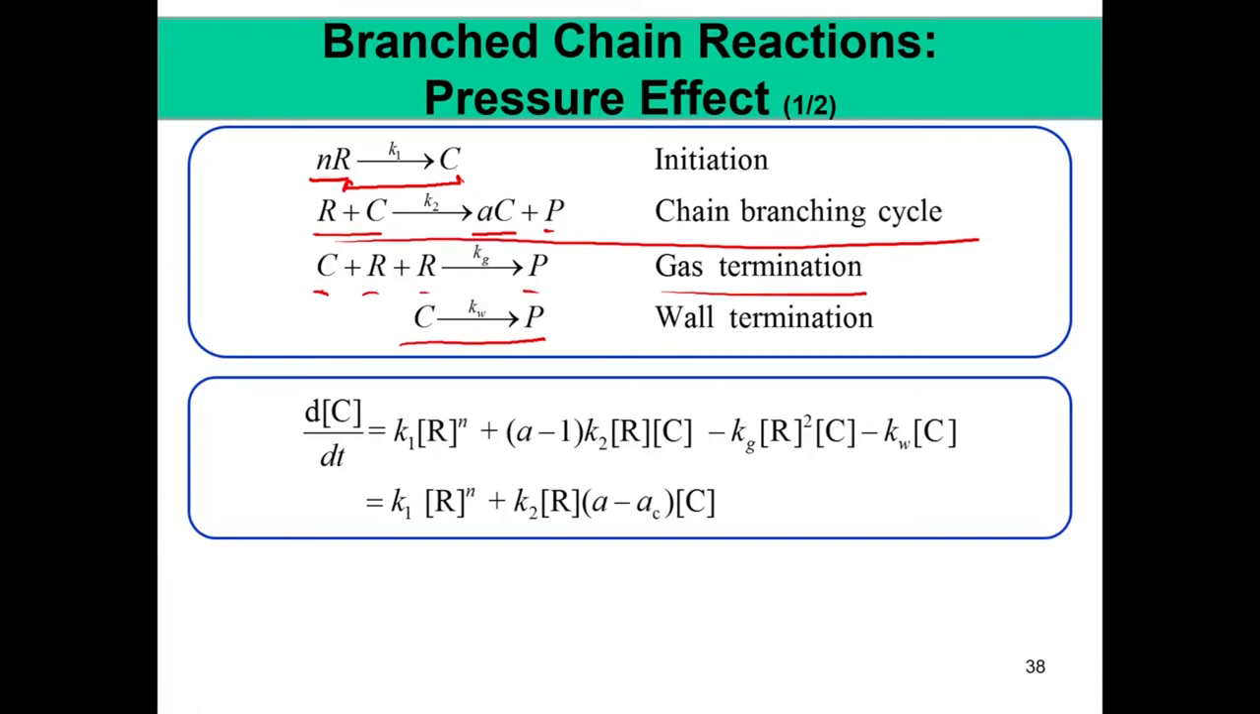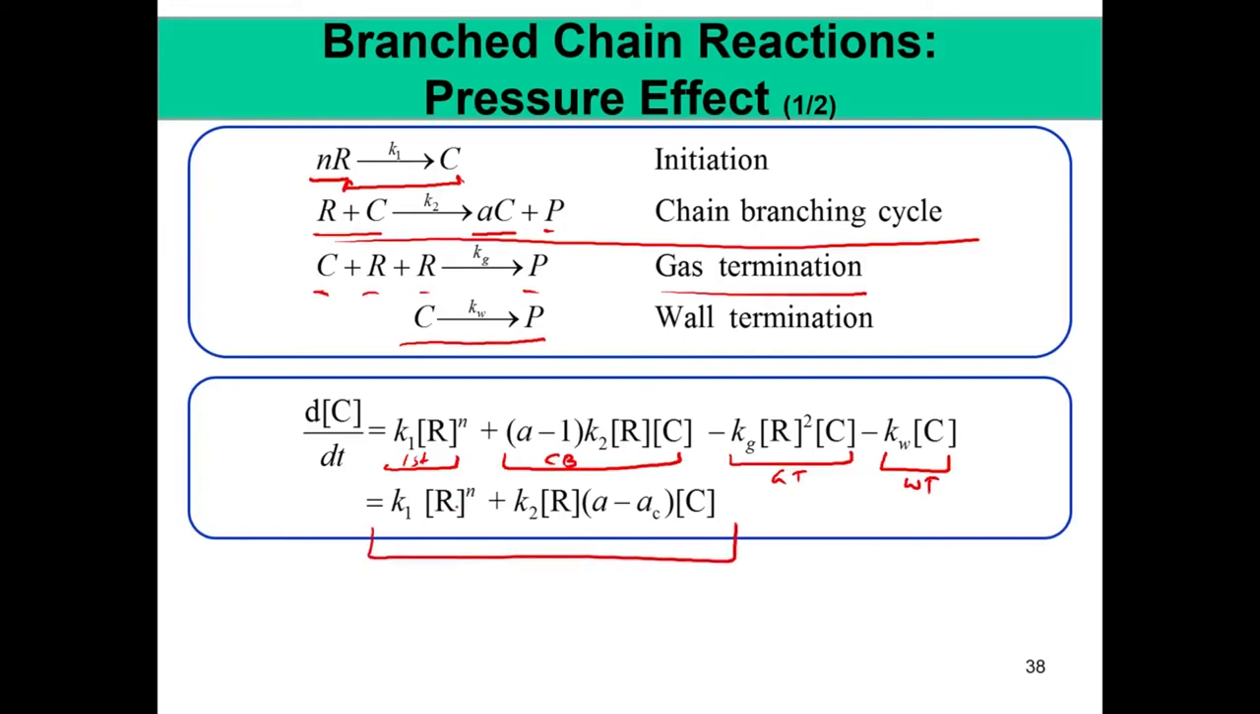We are interested in the rate of change of C, and we can write down the full thing. You should write it yourself. We can write it down considering all the reactions. This comes from the first reaction, the chain initiation step. This comes from the second reaction, the chain branching step. a minus 1 is because a corresponds to the production of C, and minus because one C is consumed. So, it is essentially a minus 1. This comes from the gas termination step, and this comes from the wall termination step. Summing up all these 4 contributions, we can arrive at this.